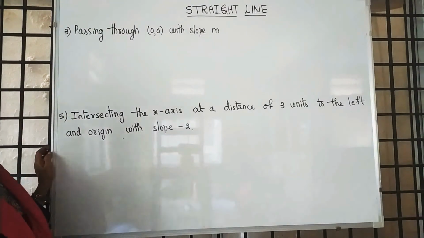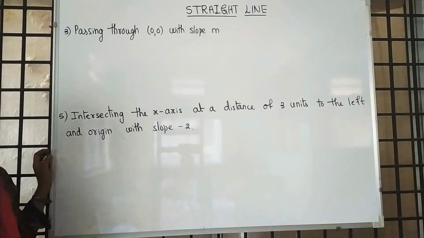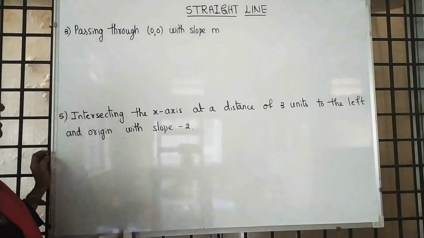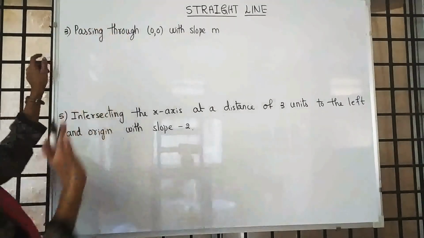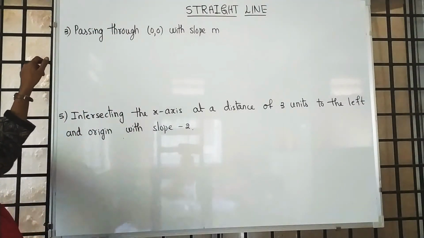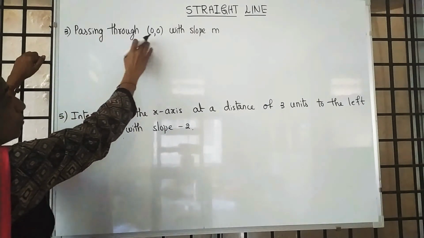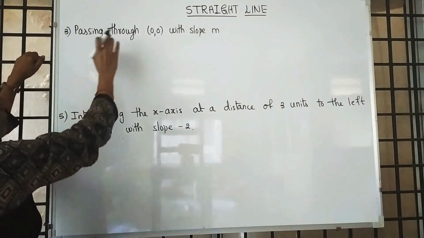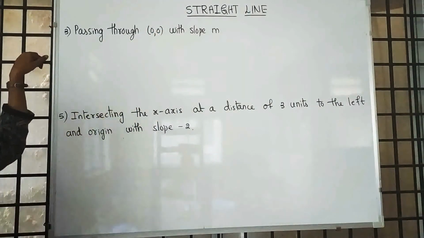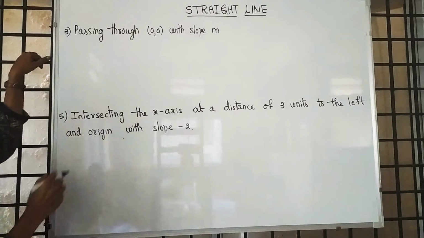In the last class I started the exercise and I gave some questions as homework. See that the common heading is find the equation of the straight line. In that I gave the third one as homework, passing through origin with slope m. See, one point and one slope is given. Which formula are we using? We are using the point slope formula.